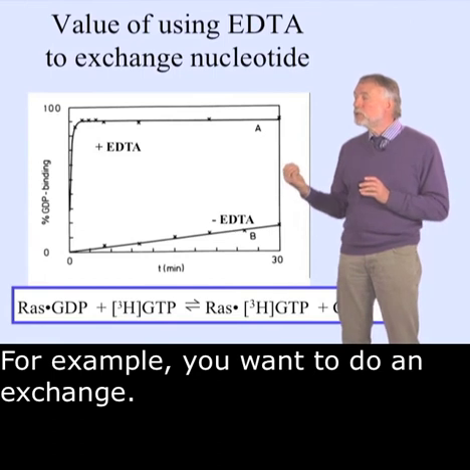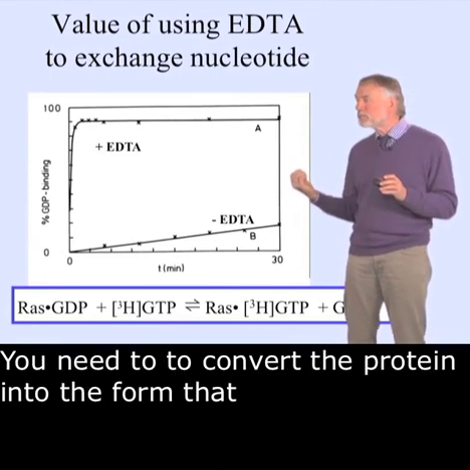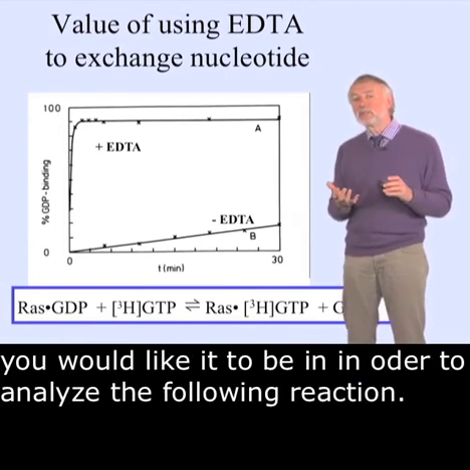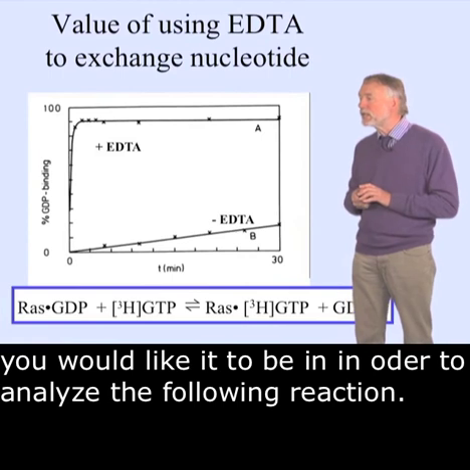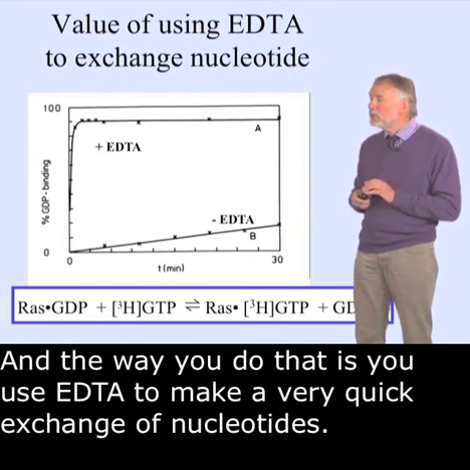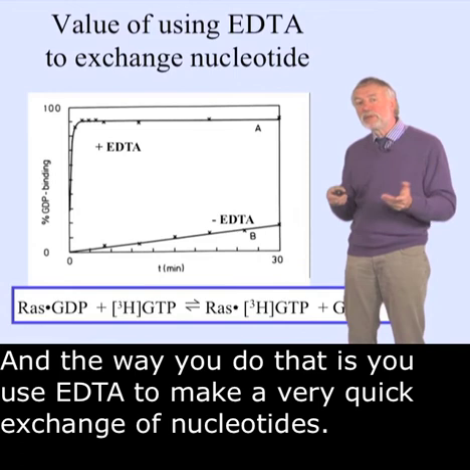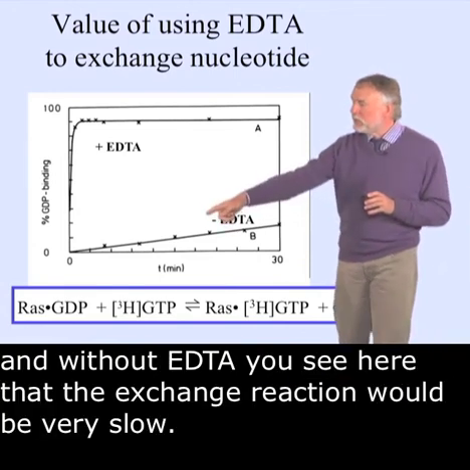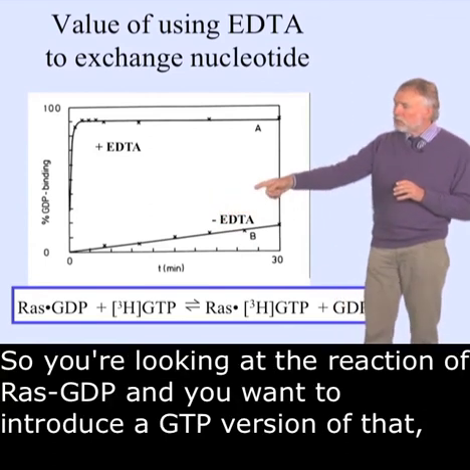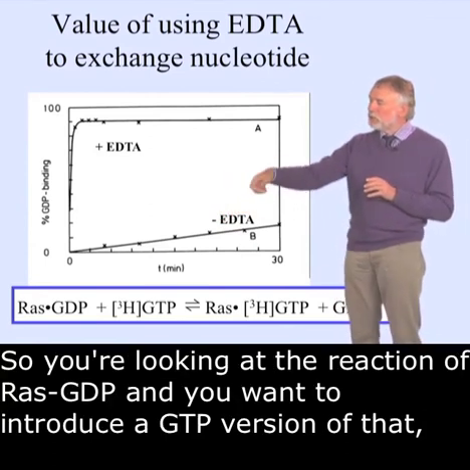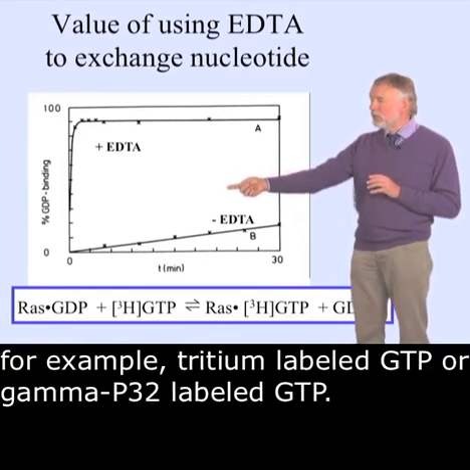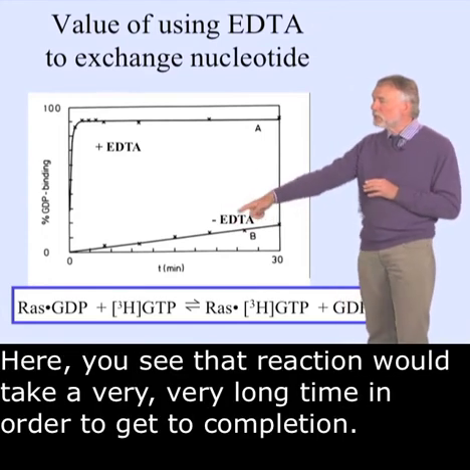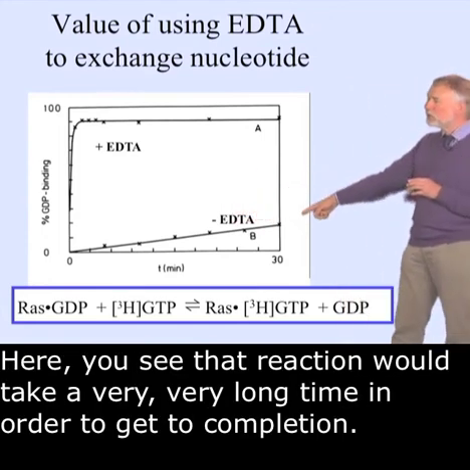For example, you want to do an exchange. You need to convert the protein into the form that you would like it to be in order to analyze the following reaction. And the way you do that is you use EDTA to make a very quick exchange of nucleotides. EDTA picks off the magnesium, and without EDTA, you see here the exchange reaction would be very slow. So you're looking at the reaction of RAS GDP, and you want to introduce a GTP version of that, for example, tritium labeled GTP or gamma P32 labeled GTP, and that reaction would take a very, very long time to get to completion.